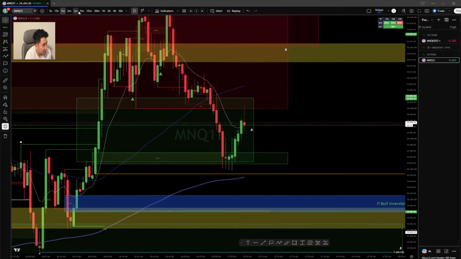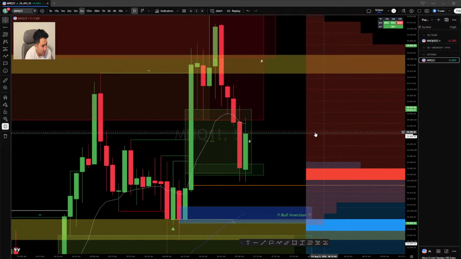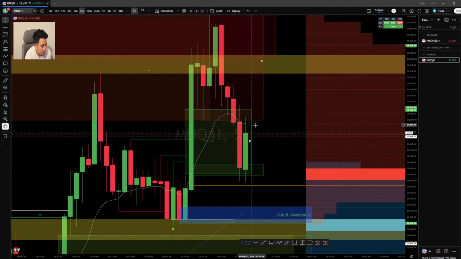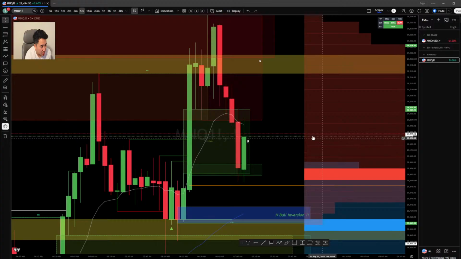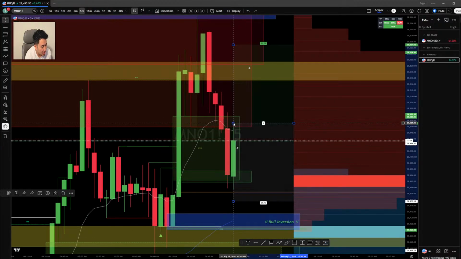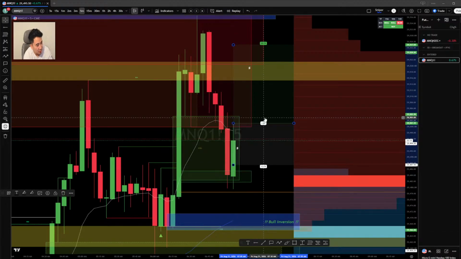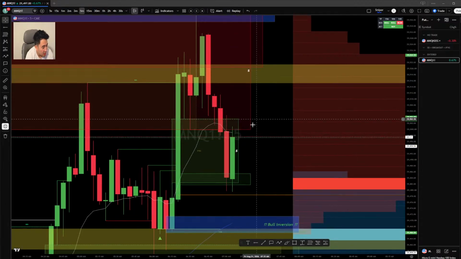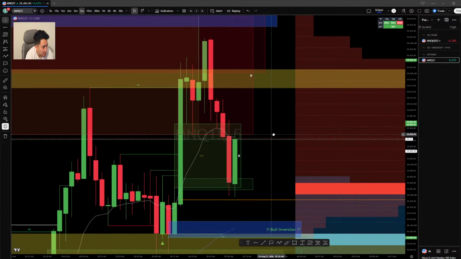Alright, so on the 5-minute here, we're getting some rejection off this 13 EMA. If the next candle breaks out, closes over it, then I would look for a long position. But it would still need to close and reject off this 13 EMA.